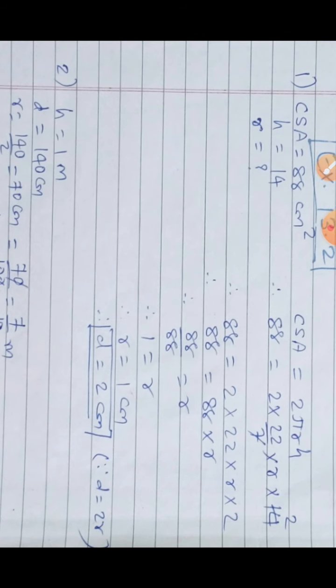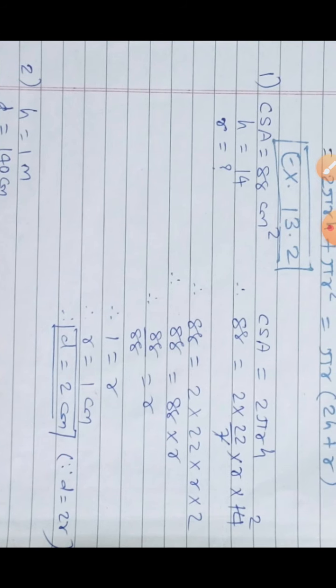Exercise 13.2, question number 1. First of all, make a list this way: what is given, what is asked. CSA is given, 88 centimeter square. H, height, is given as 14 centimeter. Radius is asked. Actually diameter is asked, but since r is in the formula, we will obtain r first, then the diameter.